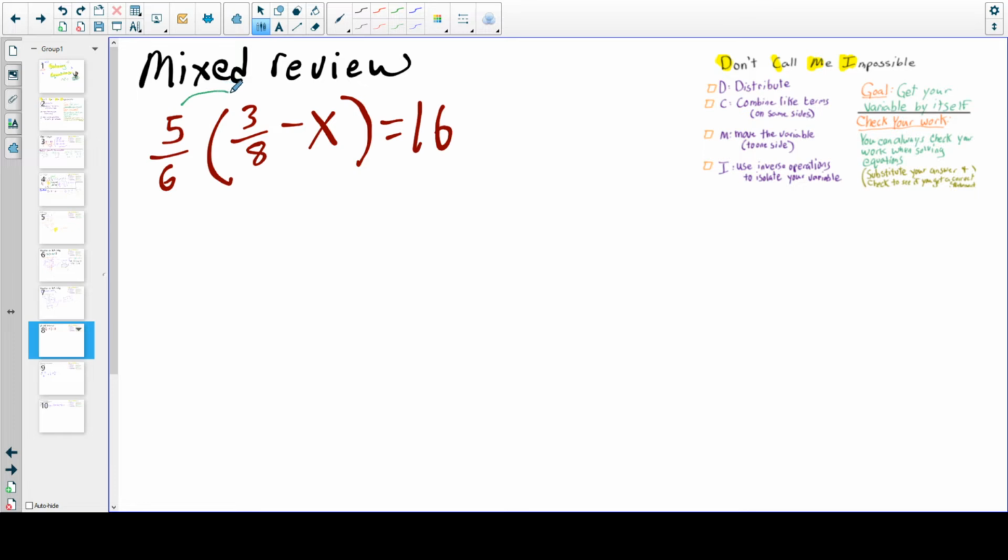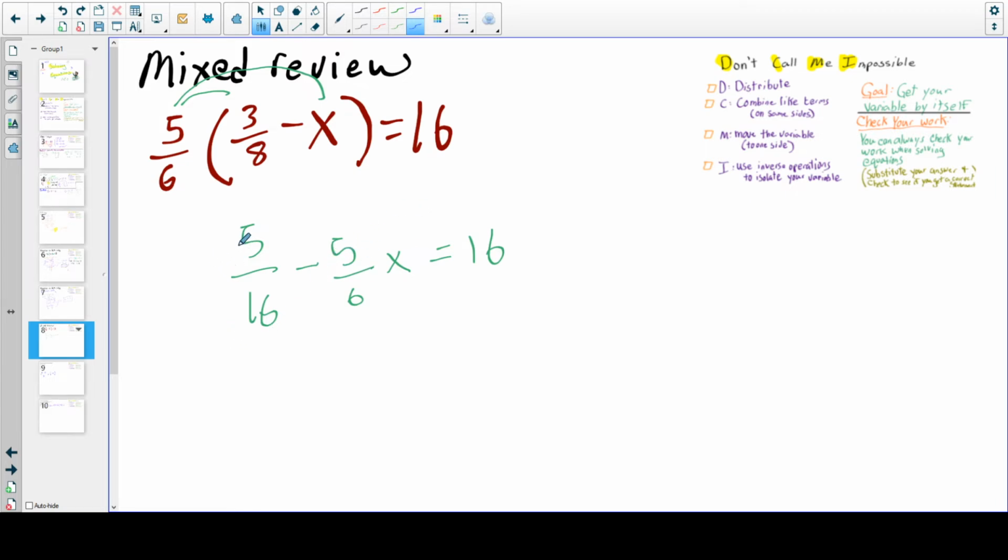So, 5/6 times 3/8. You might say, oh my gosh, I don't know what to do. Use your calculator. I'm going to use it right now to double check my work. So, 5/6 times 3/8. That's 5/16. 5/6 times negative x, that's negative 5/6 x. Okay? Now, just like always, I want to get x by itself, so I got to move this 5/16 to the other side, and this negative 5/6.